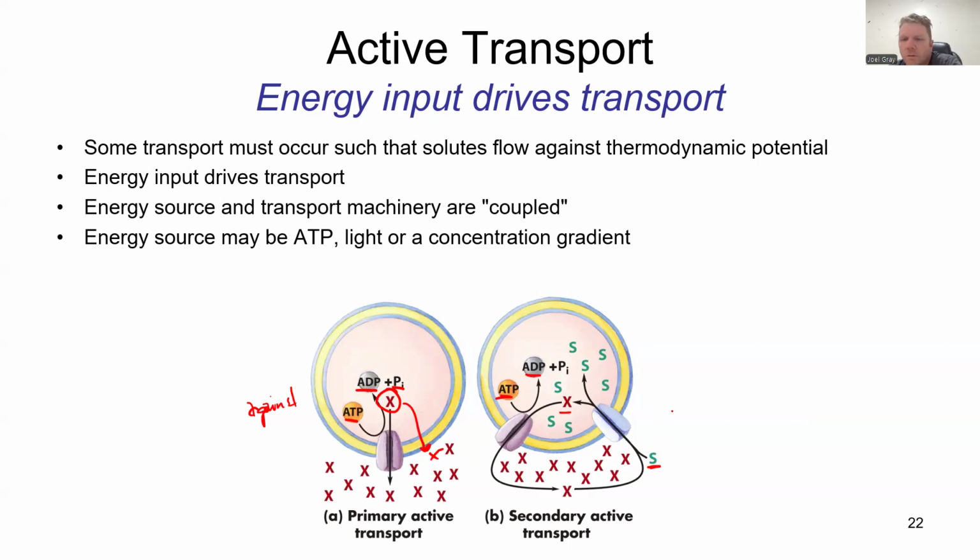Well, here the roles have reversed. X moving in is now favorable from the perspective of the concentration gradient. S is not favorable, but if X and S can kind of work together, they both end up doing what they want to do.